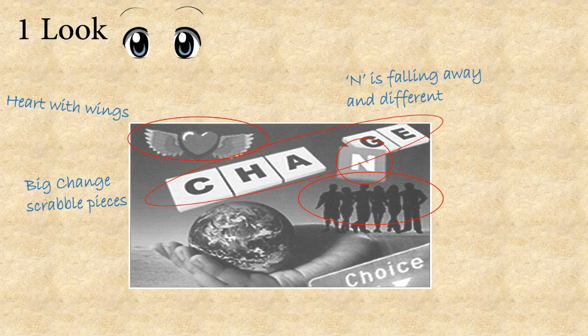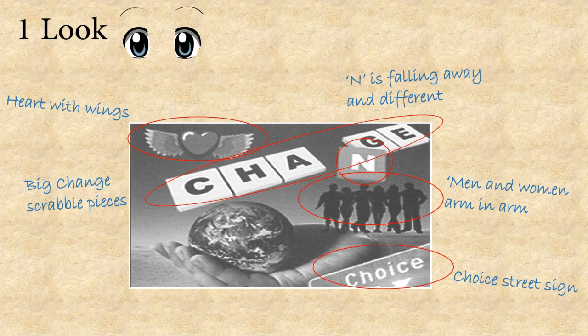What else do we see? We see these people here linked arm in arm. So they're both men and women, and they're arm in arm. We see this choice word written on a street sign, like one of those big highway signs you might see. And of course, the large picture in the middle, we see this big hand, and it seems to be gently holding the world. So you'll see we haven't analysed, we've just noted down what we can see.